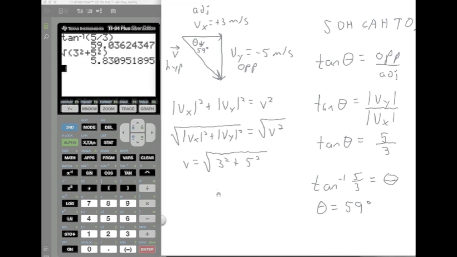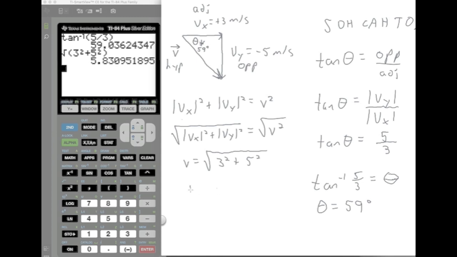How can you check if that answer makes sense? It makes sense because we expect the hypotenuse to be longer than the legs. If this number had come out to be less than 5, we would know that we made a mistake somewhere. Remember to include units on your answers here, meters and degrees.